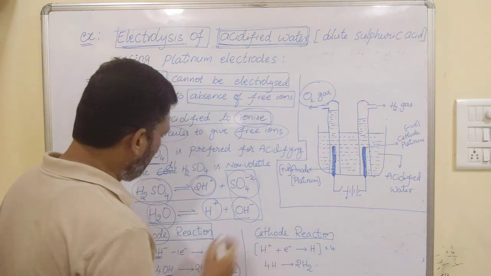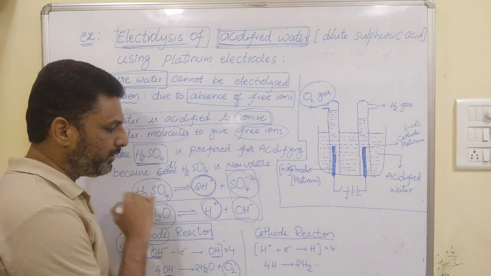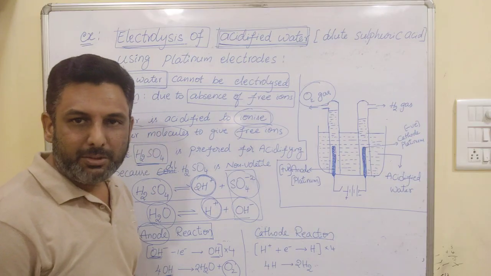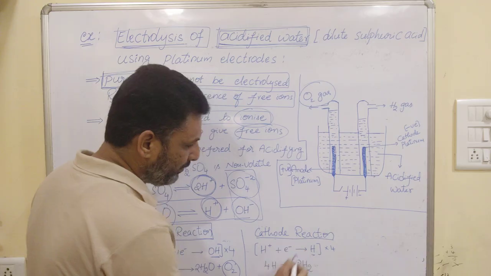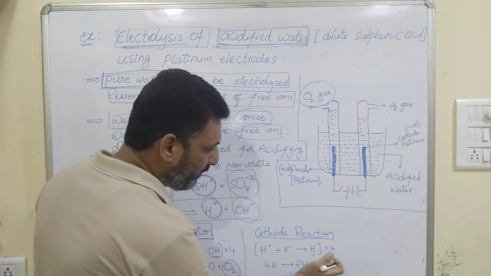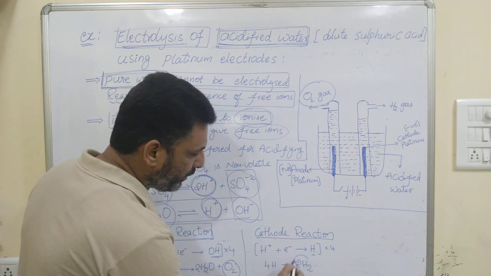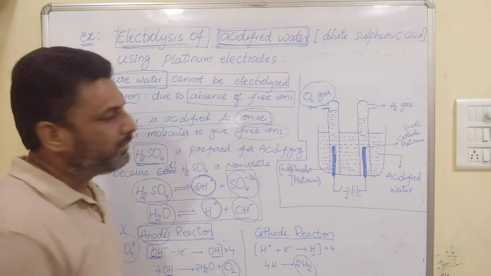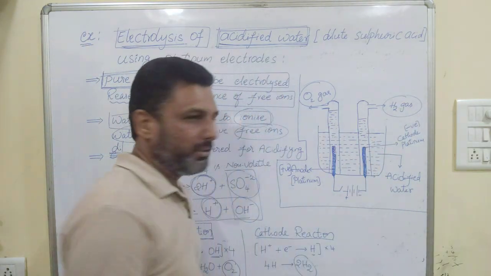Simultaneously, at the cathode, what happens? The hydrogen ions, the only positive ions in the solution, will be reduced at the cathode. So H plus plus 1 electron gives a hydrogen atom. To balance this equation, again we multiply with 4 here. So 4 hydrogen atoms will form 2 molecules of hydrogen gas. So at the cathode, you will get hydrogen gas as a product.